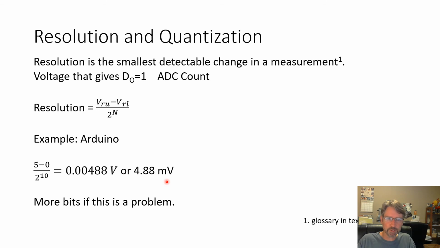So if your sensor puts out very small voltages, you won't see any change on the Arduino. And so the solution is always adding more bits. That makes this number smaller. It's the denominator.